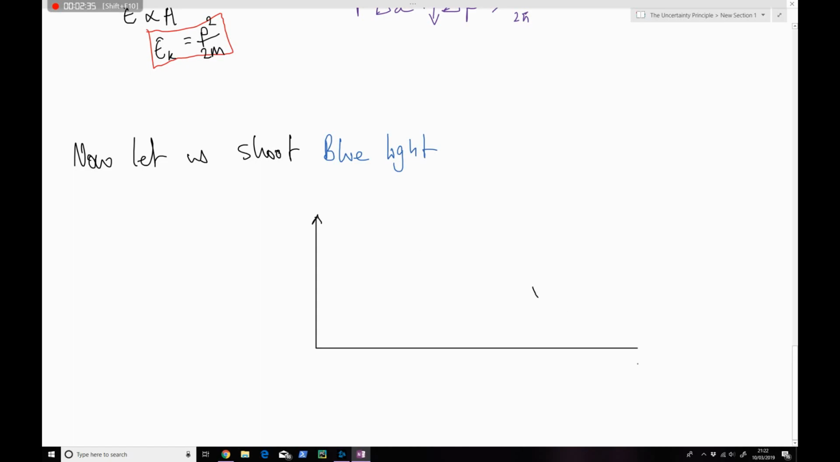Okay, so let me just draw my axes. That's position once again, and that is the amplitude of the wave function, and this whole thing is the wave function psi. By the way, I'm not the best drawer, but I'll try. We get something that looks like that.